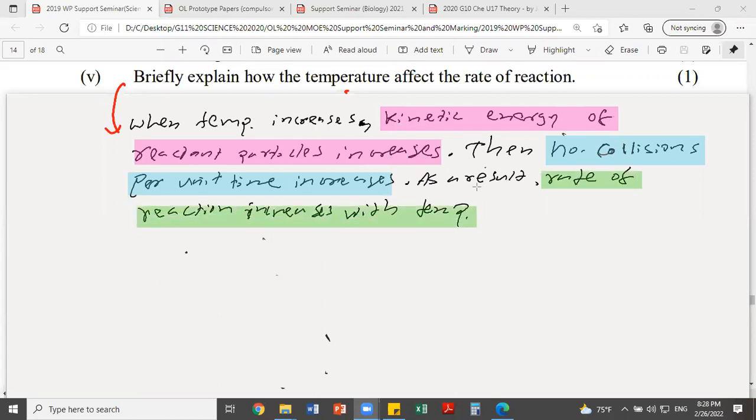I have given here pink, blue and green background 3 points. Those 3 points you have to mention here. So you have to tell when the temperature increases, the rate increases or decreases also you have to mention, because they are not given that in the question.